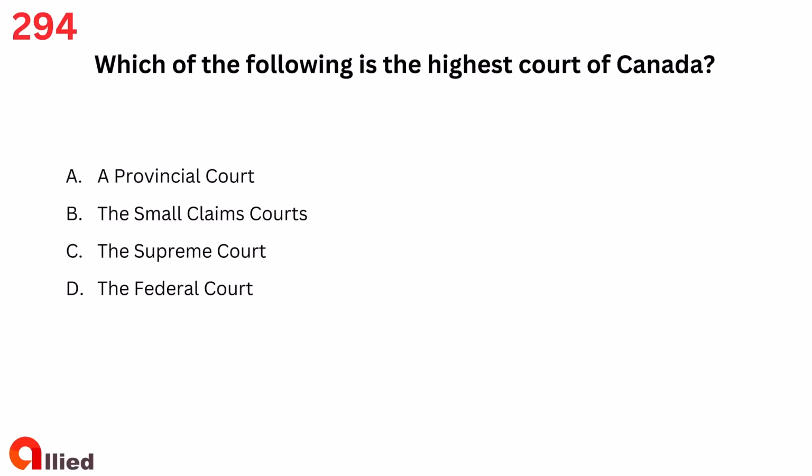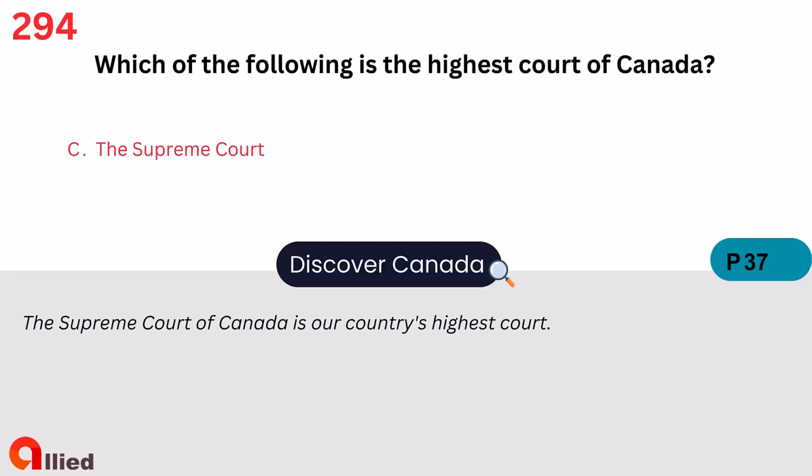Question 294. Which of the following is the highest court of Canada? A. A provincial court. B. The small claims courts. C. The Supreme Court. D. The federal court. The answer is C. The Supreme Court.